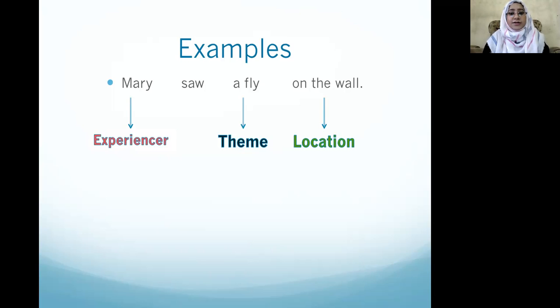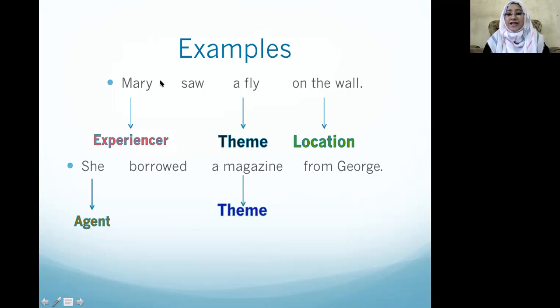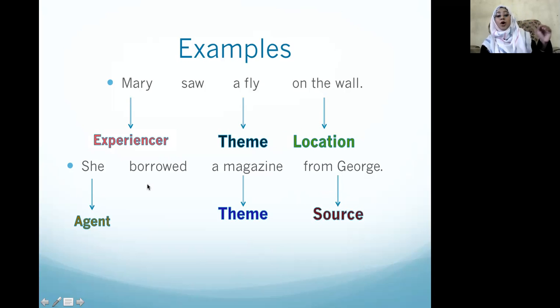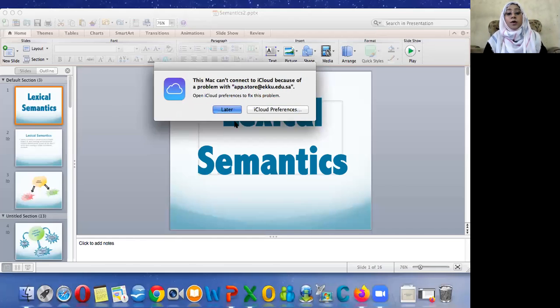See the next sentence. She borrowed a magazine from George. So she is agent, magazine is theme, and from George is source, because she borrowed it from somebody. If something is moving from somewhere, as I said, then we call it source, right? So she is the one who is performing the action of borrowing.